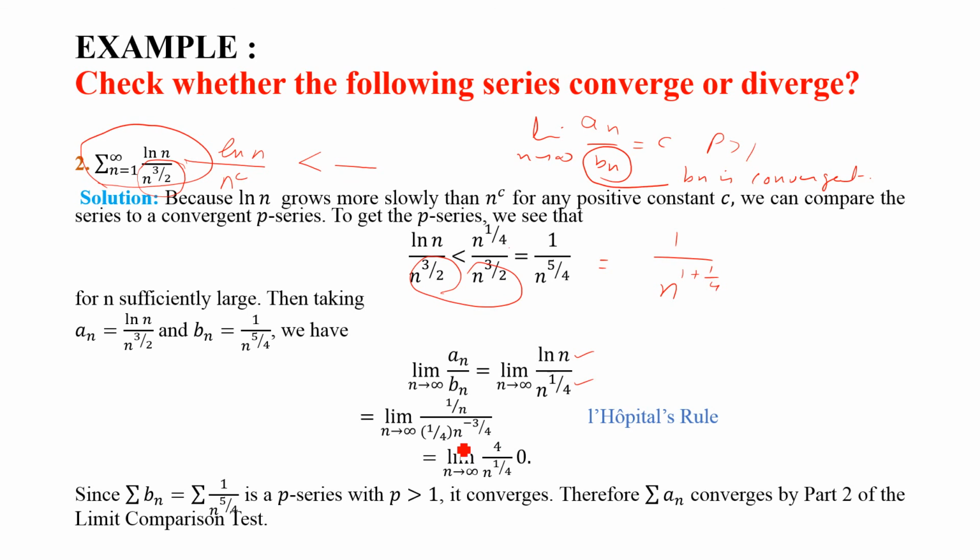We have 4 over n to the power minus 3 by 4 plus 1, that is n to the power 1 by 4. As n approaches infinity, this approaches 0. So this is equal to 0. Now by the limit comparison test part 2, since bn is a p-series with p greater than 1, it converges, therefore sigma an also converges. So if this limit is equal to 0 and bn converges, then an also converges.